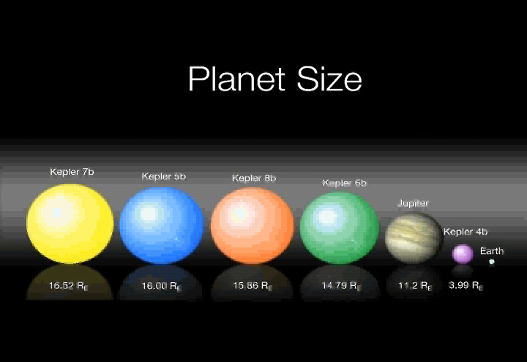Next, we have the planet size. That's another huge factor, because if the planet is so small in comparison to the Sun, you're not going to see it. And as you can see, all the discoveries except for Kepler 4b are larger than Jupiter.